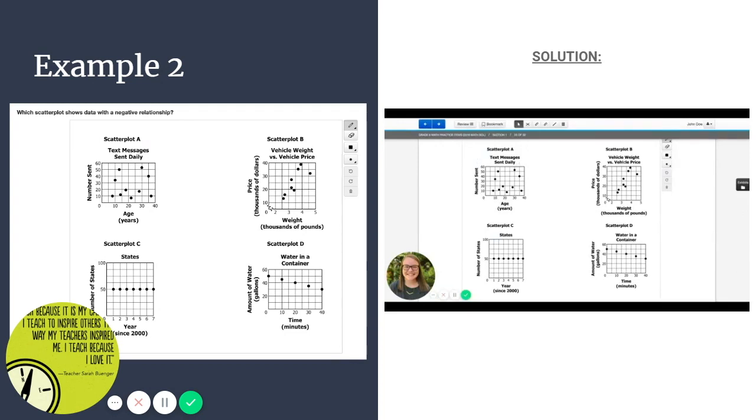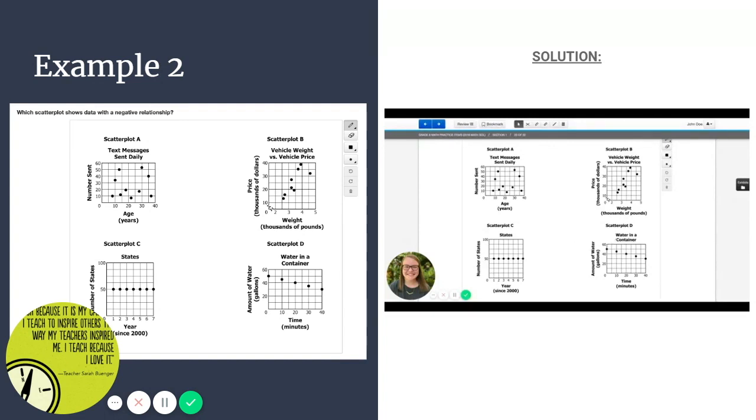Looking at scatter plot B, this is describing the weight and how much the vehicle would cost. So if you look here, we have a trend going up. So as the weight is increasing, the price is also increasing. So this here would be a positive relationship. Scatter plot C, this is the number of states since the year 2000. There are 50 states, and you'll notice that every year since the year 2000, there are still 50 states. So that is not changing.